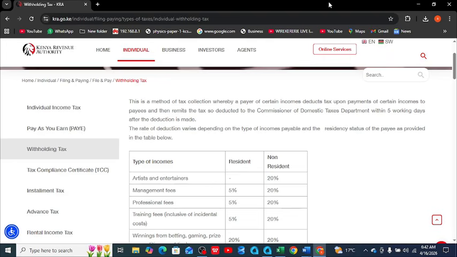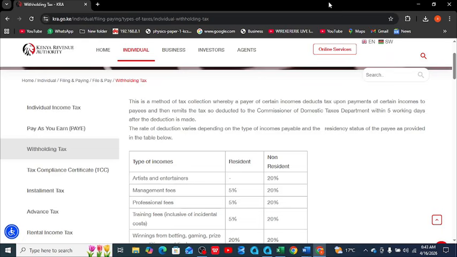The concept and the logic behind withholding tax is where the payer, the person to whom you have offered services, usually deducts 5% of your gross income and remits it to KRA on your behalf. So the amount which you'll be receiving in your account is net of 5%, so you'll be receiving 95% of that income, because he has already remitted to the KRA, which is a requirement that he remit to the KRA within a period of 5 days after deducting that amount from you.